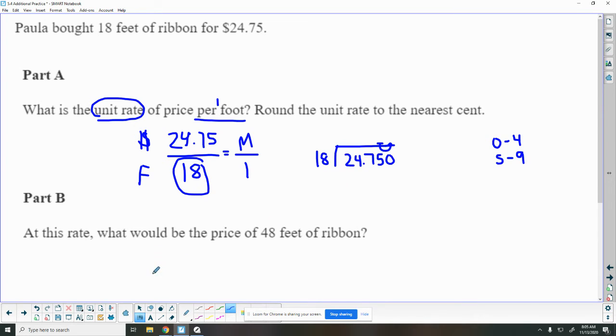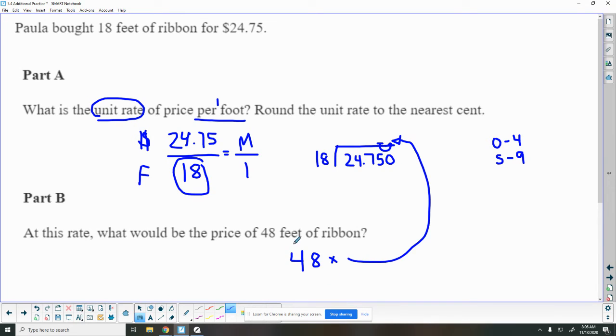So now you know the unit rate. At that same rate, what would the price of 48 feet of ribbon be? So now you're going to take 48 and multiply it by your division answer.